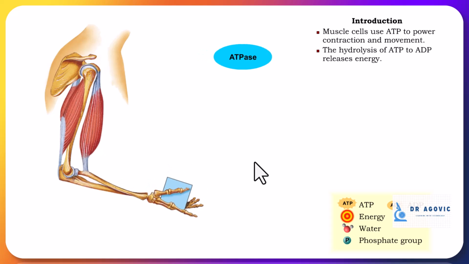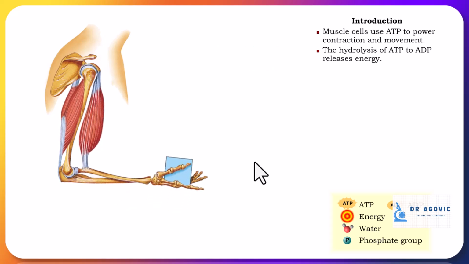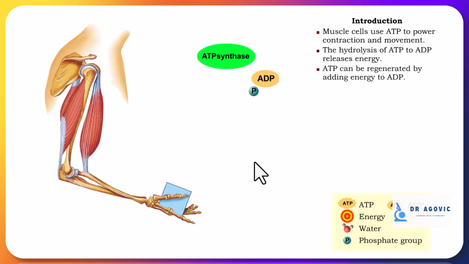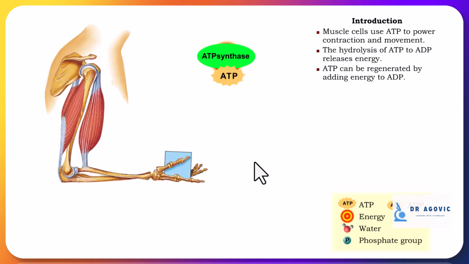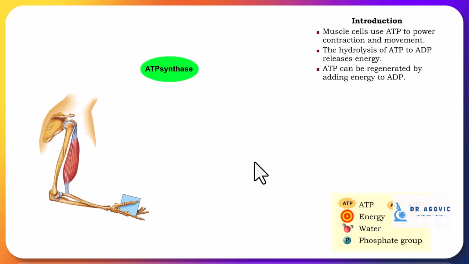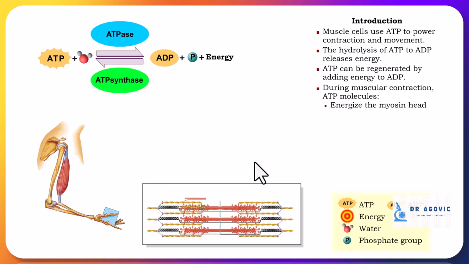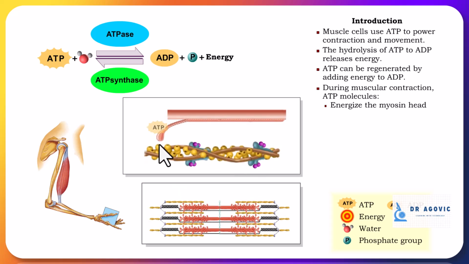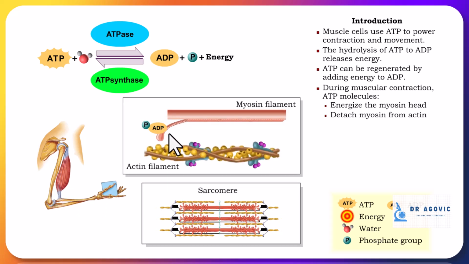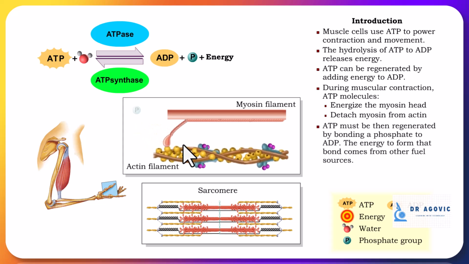ATP can be resynthesized by adding phosphate to ADP during a muscular contraction. ATP allows the myosin head to be positioned in an energized state. ATP is also necessary to detach myosin heads from actin so that the contraction process can continue.